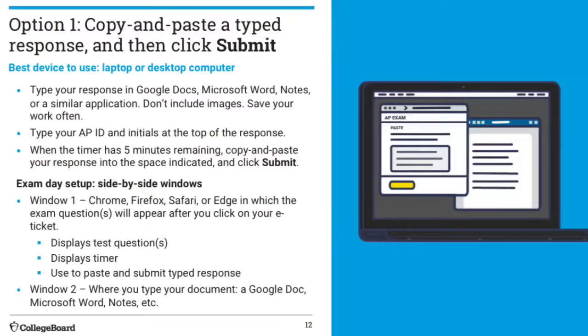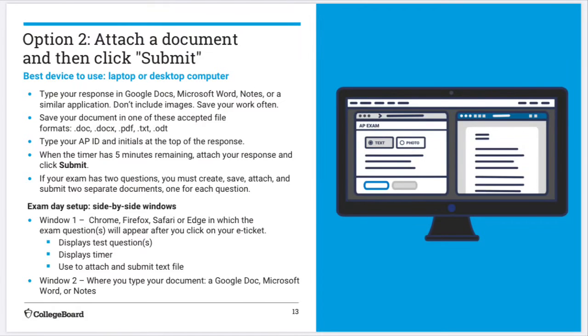The first way, which is the way I would recommend, is where you can copy and paste a typed response from a Word document or a Google Doc into the text box provided to you. Just make sure you have your e-ticket AP code and your initials at the top of that document. Now, if you would like to instead, you can save, download, and then upload your response to their website as a Word doc or PDF, for example. Just make sure, again, you have your AP code and your initials at the top of that document.